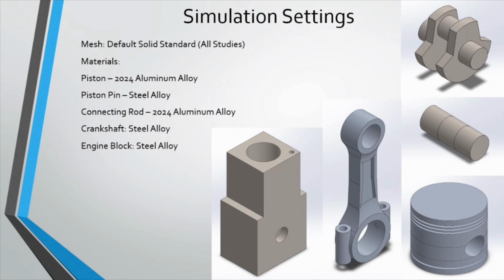The piston material is a 2024 aluminum alloy. The piston pin is a steel alloy. Connecting rod is also 2024 aluminum alloy. The crankshaft and the engine block are both steel alloys.